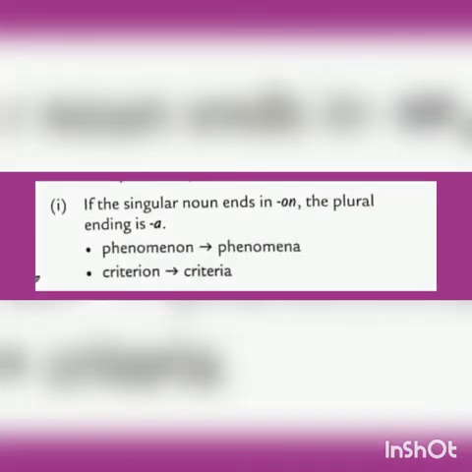If the noun ends in on, to make the plural form, you will remove on and add a to the word. For example, phenomenon. To make it plural, you remove on and add a, which becomes phenomena. Similarly, it goes for the word criterion. It has on in the end. You remove it and add a to it, and it becomes criteria.